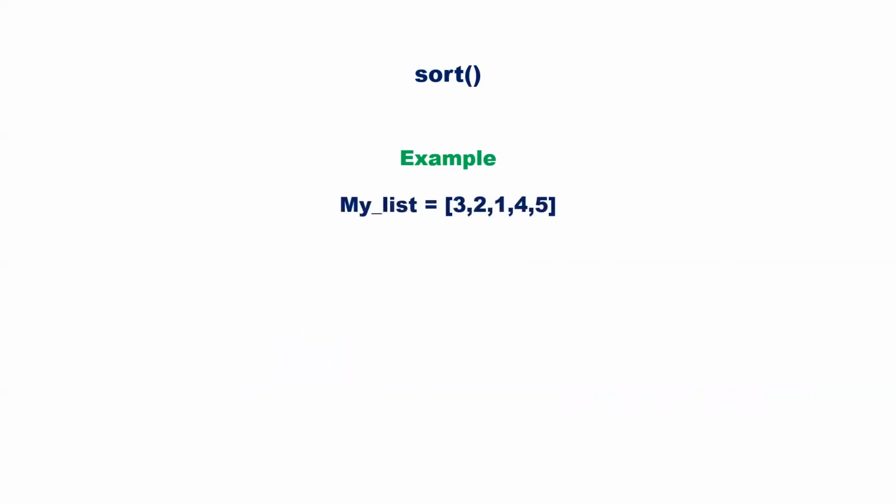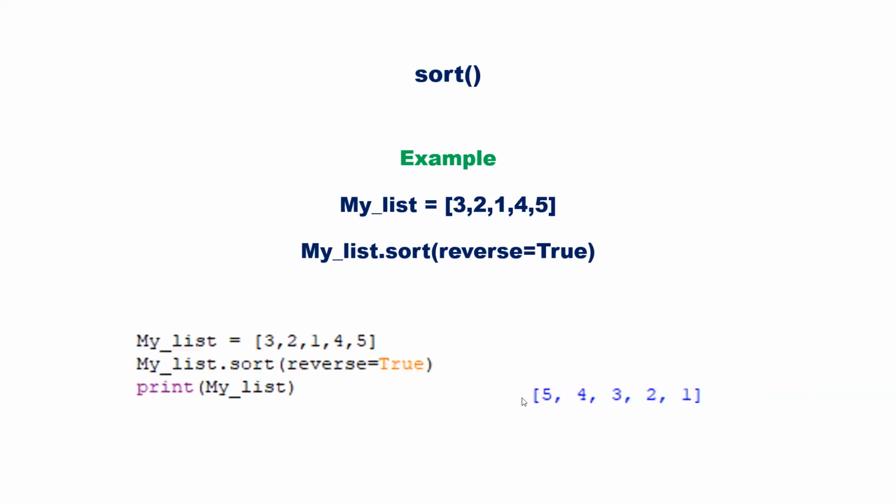Let us see another example. mylist.sort(). Here reverse is set as True, so that means we want to sort the list in descending order. You can see that after the sort operation, when you print my list, you'll get 5, 4, 3, 2, 1. That means the list is sorted in descending order.